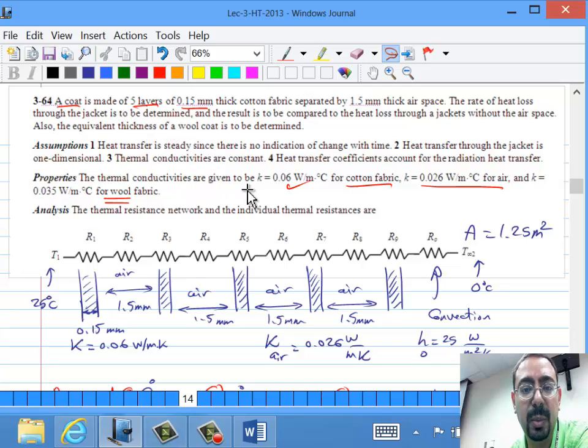And if we are going to replace the whole thing with a single layer of wool, look at the K here: 0.26 for the cotton, and the K of the wool fabric is 0.35. So if, rather than this design, we are going to have just wool fabric, how thick should it be so that it has the same heat transfer? Alright, so let's solve the first one first. The first one is the Q of this jacket with this design.